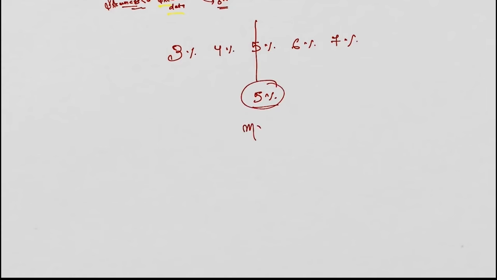Now I'm taking some numbers: 3%, 4%, 5%, 6%, and 7%. What is the center of the data? If you calculate the median, then 5 is the center of the data. And if you calculate the mean, it will still come to 5. 3 plus 4 is 7, plus 5 is 12, plus 6 is 18, plus 7 is 25, divided by 5, which is 5. So the mean is equal to the median.